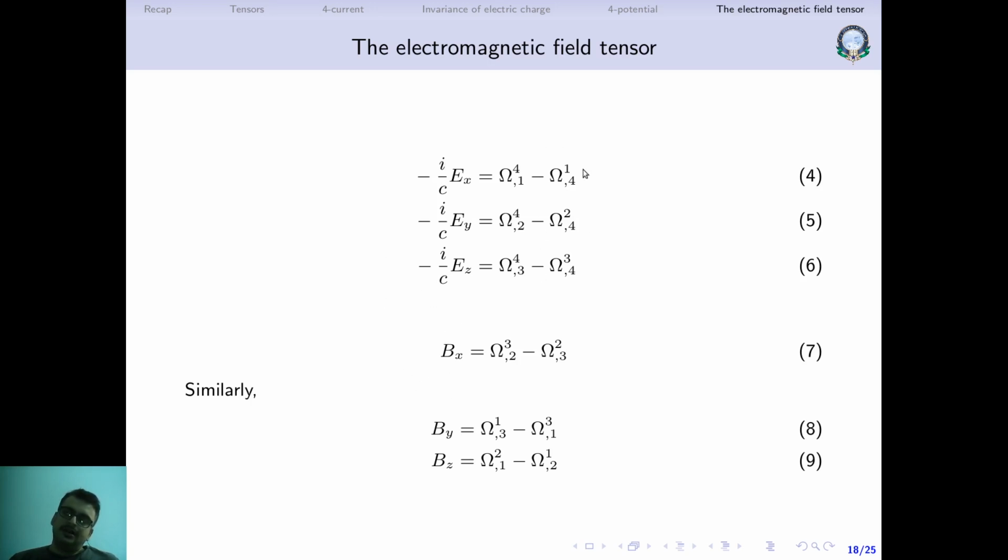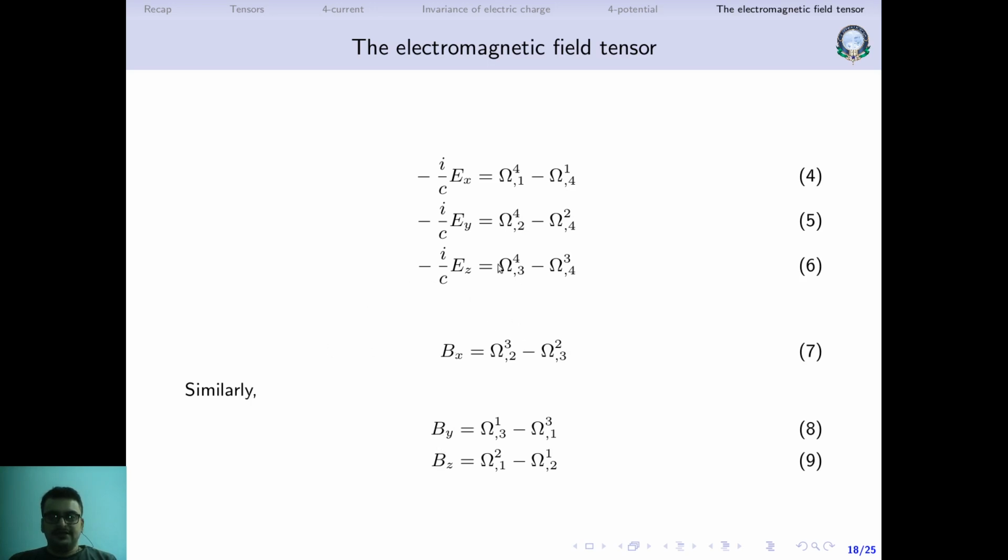Now, how many components does omega have? It's a rank 2 tensor in 4-dimensional space. So the number of dimensions is 4 and the rank is 2. So the number of components of omega will be 4 squared, which is 16. You can go back to that first slide on tensors and figure this out. So the number of components of omega will be 16. But how many components do we have here? In this case, we have 6 components.